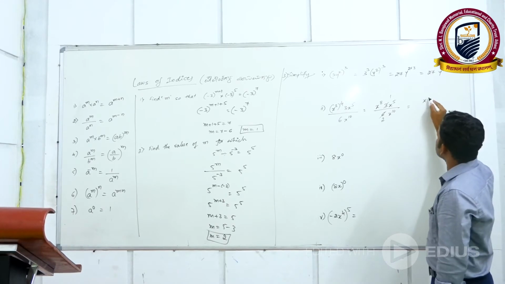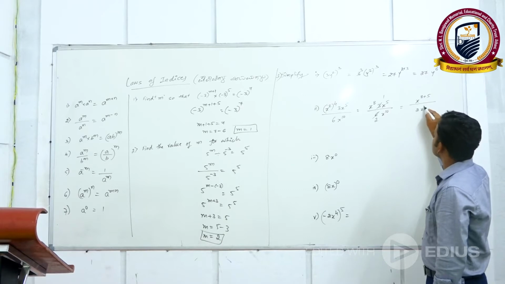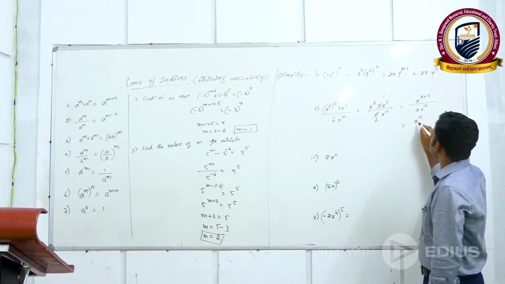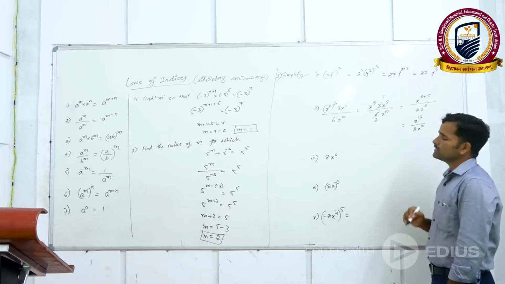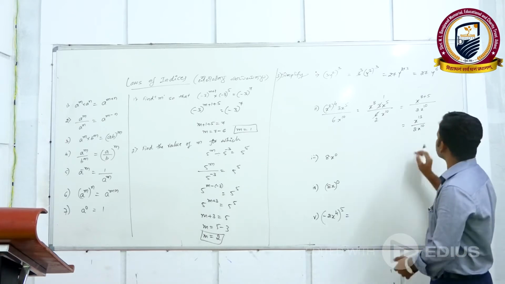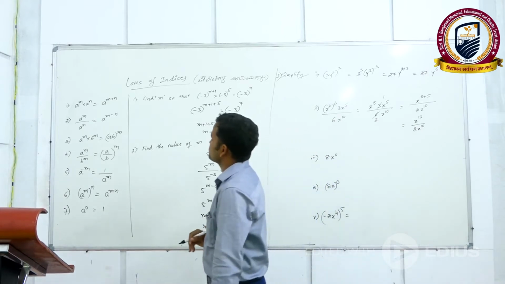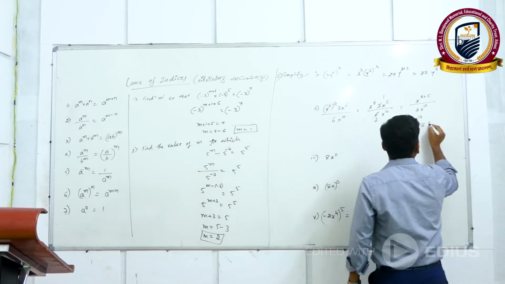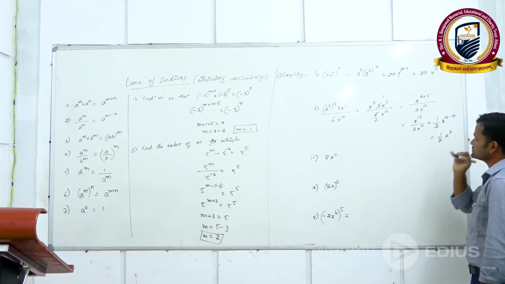Means x raised to 8 plus 5 divided by 2 into x raised to 10. This is x raised to 13 divided by 2 into x raised to 10. 2 you will leave as it is, as multiplication is there, don't worry. x raised to 13 by x raised to 10, which is the second form, bases are same. That can be written like 1 by 2 into x raised to 13 minus 10, means 1 by 2 into x raised to 3 is the answer.